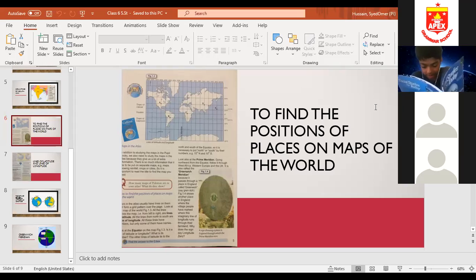It is called the Greenwich Meridian because it passes through a place in England called Greenwich. Say Greenwich. Figure 1.4 shows Greenwich.